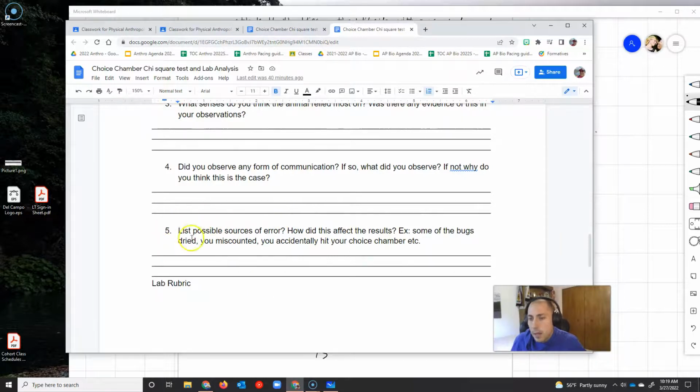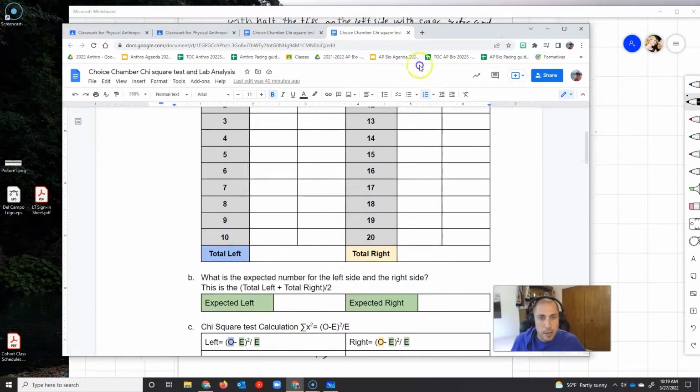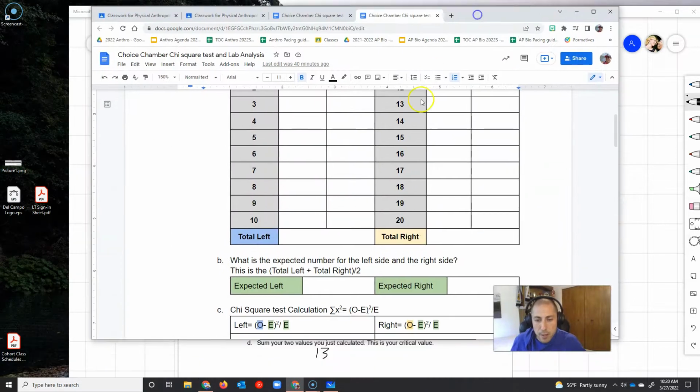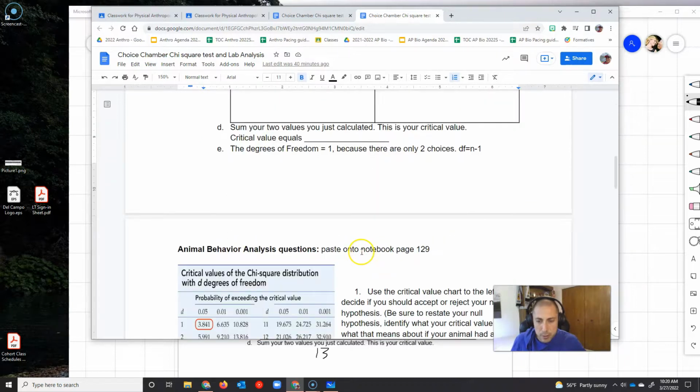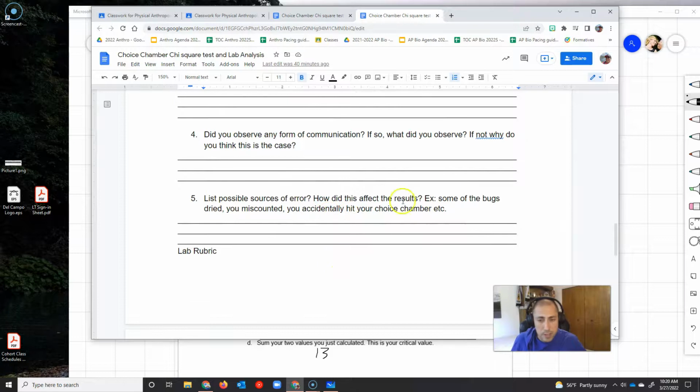Tell me that. List possible sources of error. So like I said, I don't think it made a big difference for this one, but in my workup here, I had miscounted. So do you think there's chances that you miscounted? Maybe sometimes you counted some as being on one side when they were really dead. I don't know. That sort of stuff. Also, what else do we have here? Calculation errors. Did you mess up doing calculations? All those sorts of things. Did you accidentally hit your choice chamber and they had to move around by accident?